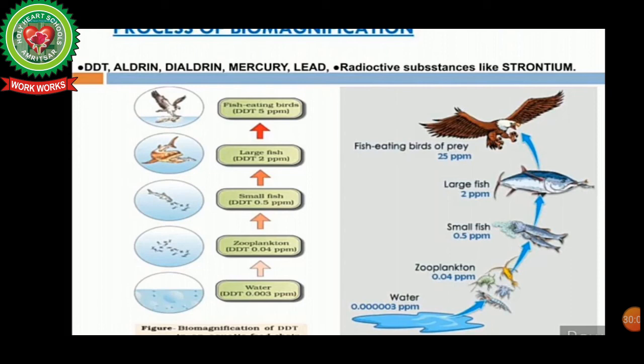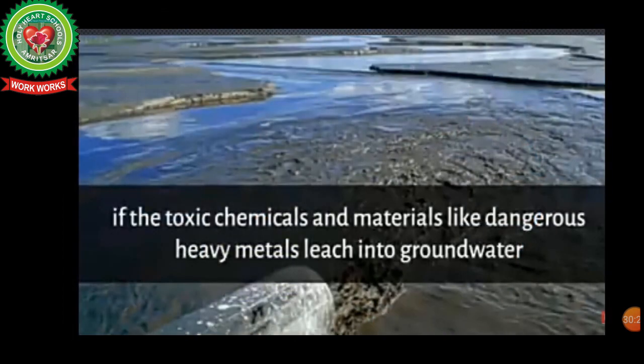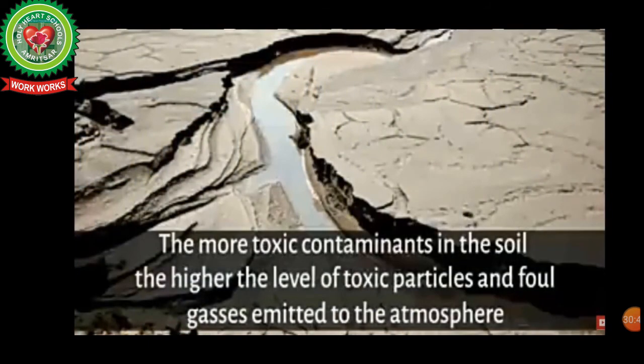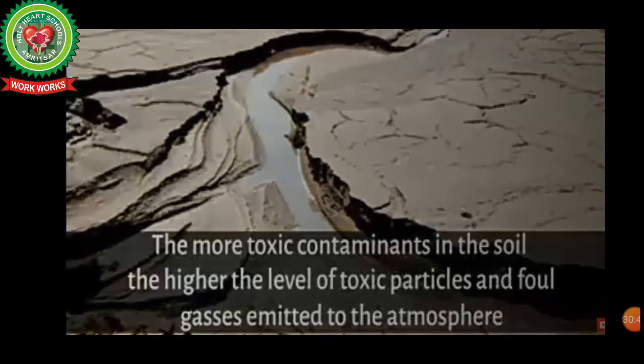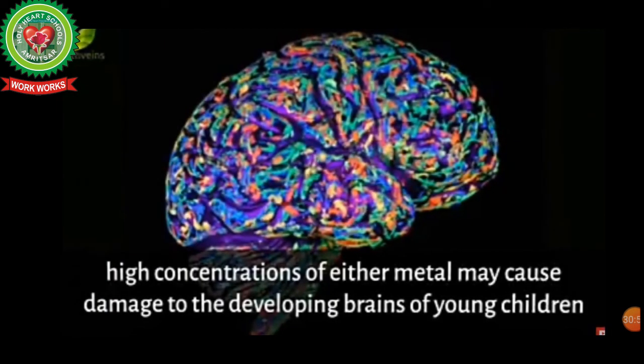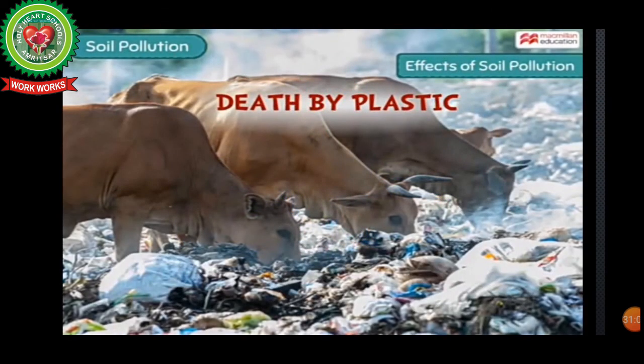Thus, the concentration of toxic substances takes place in various organisms, and this concentration of toxic substances from the organisms through the food chain is called biomagnification. If the toxic chemicals and materials like dangerous heavy metals leach into groundwater, it may contaminate the groundwater, and this is called leachate. The more toxic contaminants in the soil, the higher the level of toxic particles and foul gases emitted to the atmosphere. Higher concentrations of either metal may cause damage to the developing brains of young children. Consumption of plastics may lead to the death of the animals.